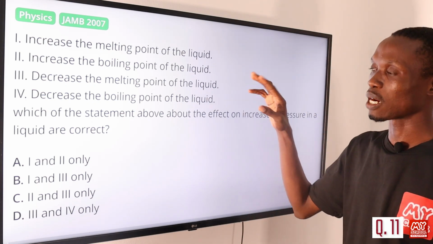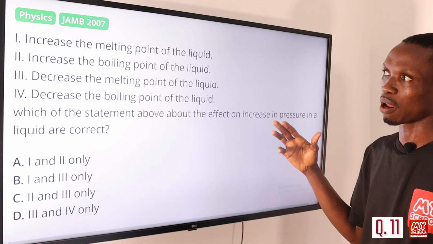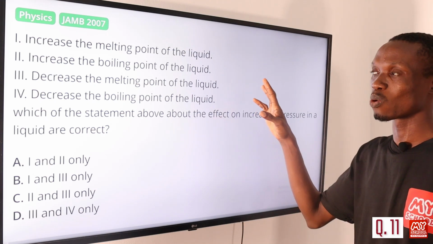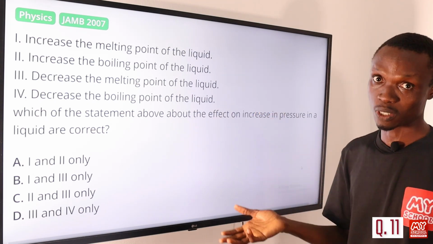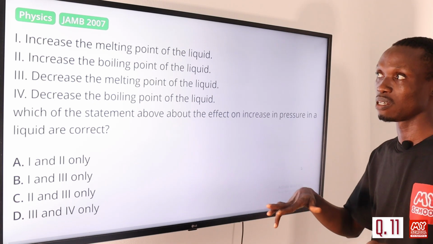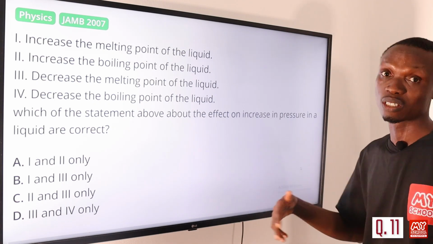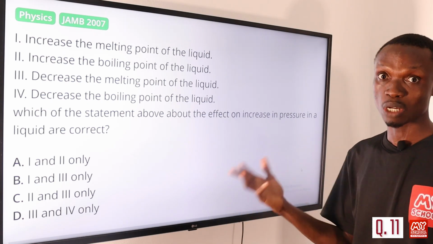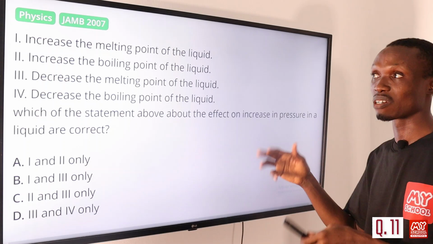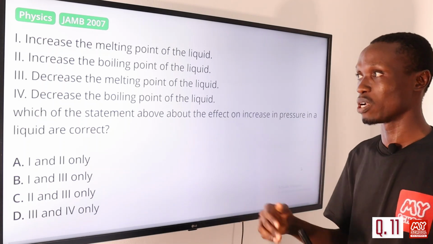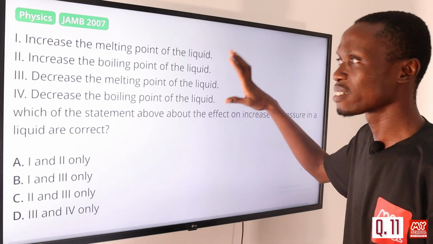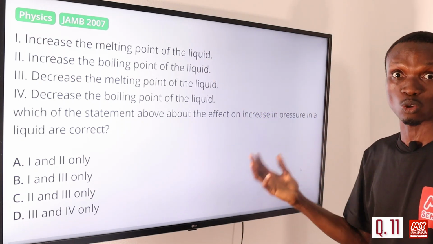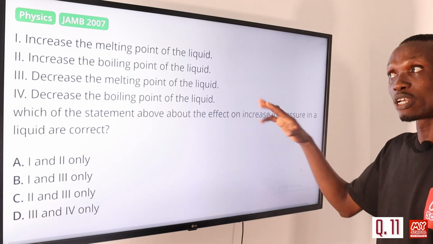Now, if you analyze the other options, where they are talking about the melting point of the liquid, what you must note here is that for a pure substance, the melting point and the freezing point is the same. For example, let's take mercury. The melting point of mercury is approximately minus 37 degrees Celsius, and the same thing with the freezing point. But analyzing this carefully, they are talking about liquid, and take note, liquid does not have a melting point. It's only a solid that melts.